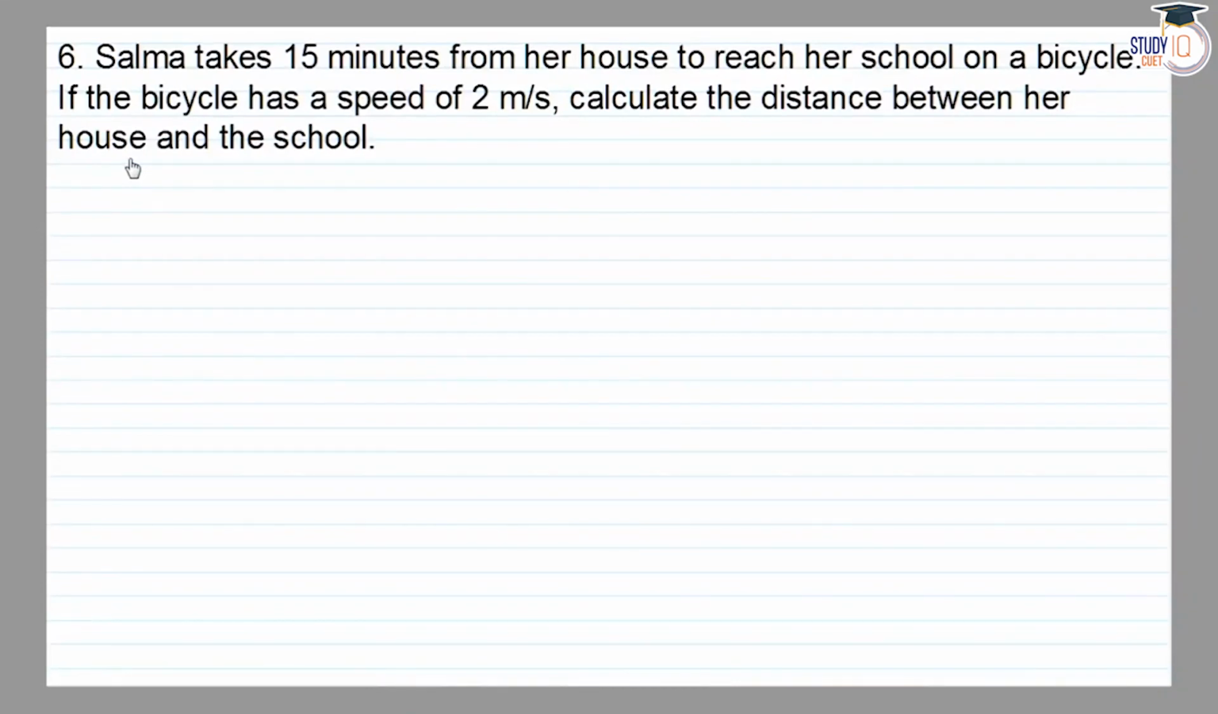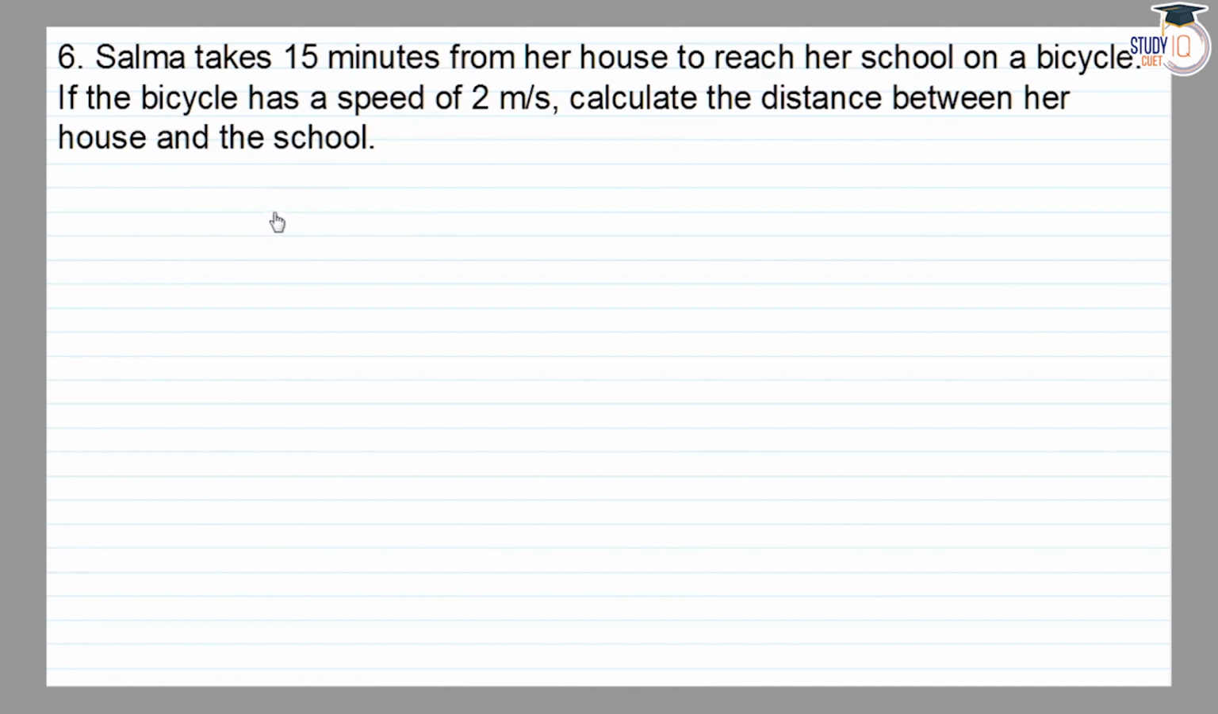Class 7 NCERT Chapter 13 Question 6. Salma takes 15 minutes from her house to reach her school on a bicycle. If the bicycle has a speed of 2 minutes per second, calculate the distance between her house and the school.